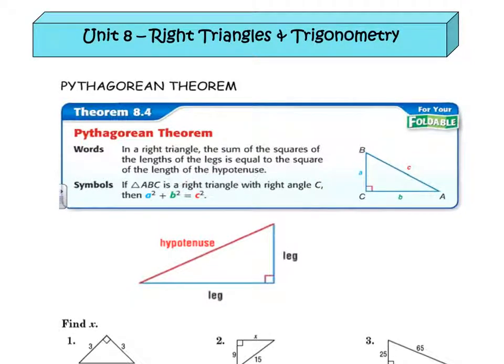Alright, starting Unit 8, which we're going to be talking about right triangles and trig. First thing we're going to look at is kind of review the Pythagorean Theorem. We've talked about this before. We've used it this year already. But there might be a few points that we're going to address today.